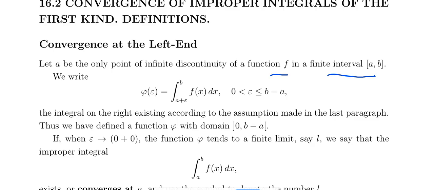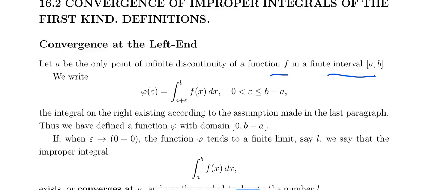Let phi of epsilon equal to the integral from a plus epsilon to b of f of x dx. a என்றது the end point, that is phi of epsilon என்றது integral a plus epsilon to b f of x dx. So epsilon lies between 0 and b minus a. The integral on the right exists according to the assumption made in the last. So we have defined the function phi with the domain 0 to b minus a.